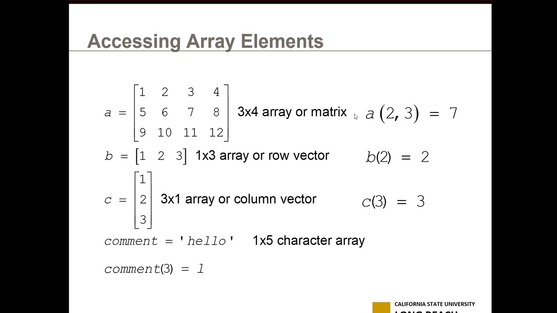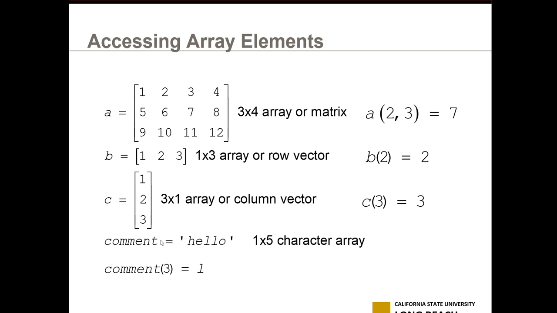For instance, if we wanted the element in A that's in the second row, third column, that would be the number 7. And this is how we would type it out. So the first row is 1, 2, 3, 4. The second row is 5, 6, 7, 8, and so on. And if we look at that second row, 5, 6, 7, 8, the third entry in that row is the 7. For B and C, it's a little bit more straightforward, right? We're asking for the second element of B, which is 2, or the third element of C, which is 3.